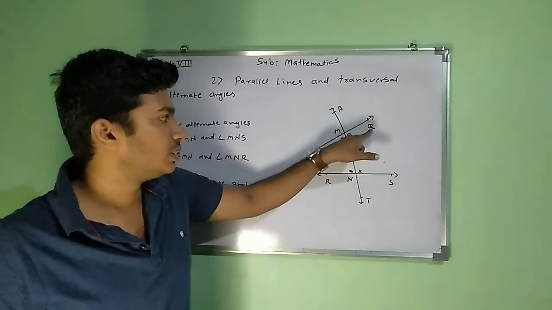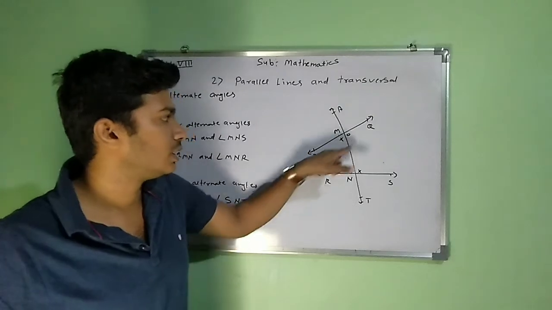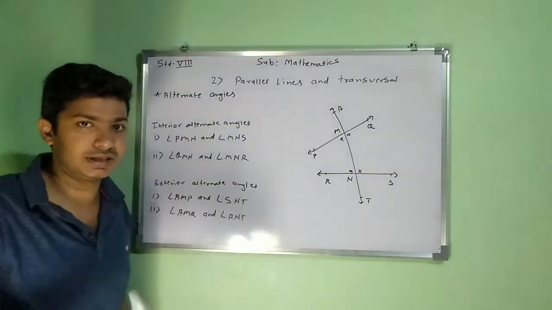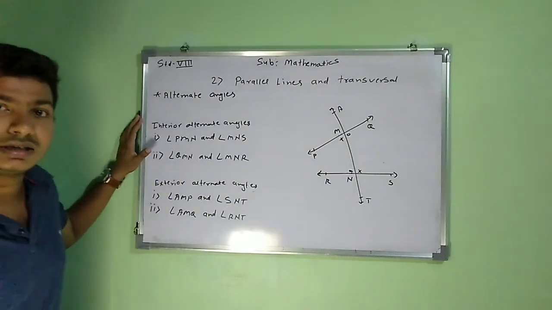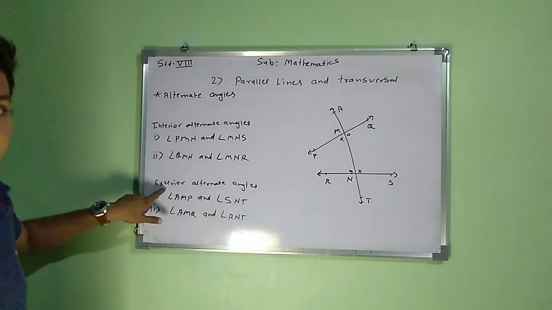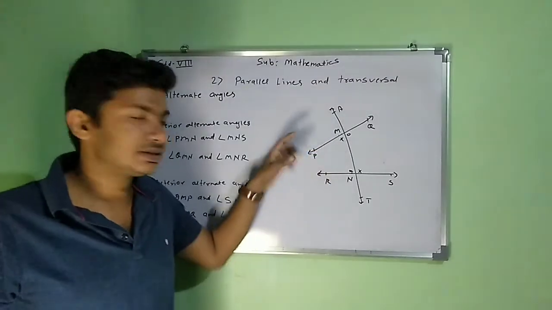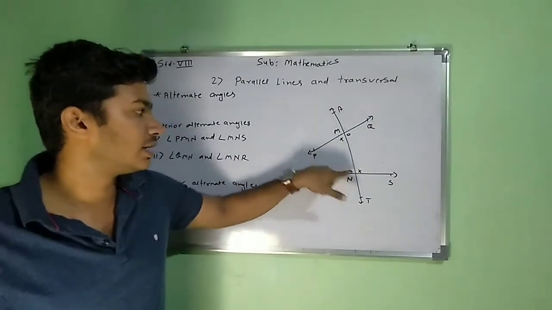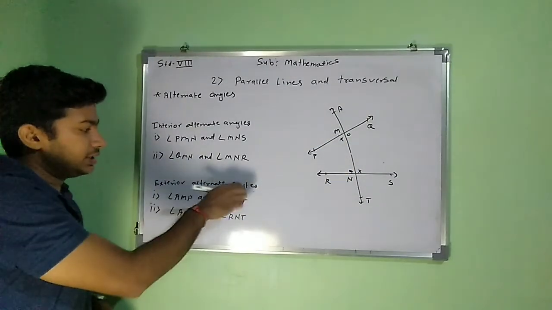Similarly, here also, angle QMN and angle MNR are in opposite direction. These are on the opposite side of the transversal and showing opposite direction. So those are also called alternate angles. Now, if you look at alternate angles, there are two types. First one is interior alternate and another is exterior alternate. Interior alternate means angles which are inside the lines. If you consider lines PQ and RS, these 4 angles are inside the lines, that means they are interior alternate angles. And now we will see what is exterior alternate angle.